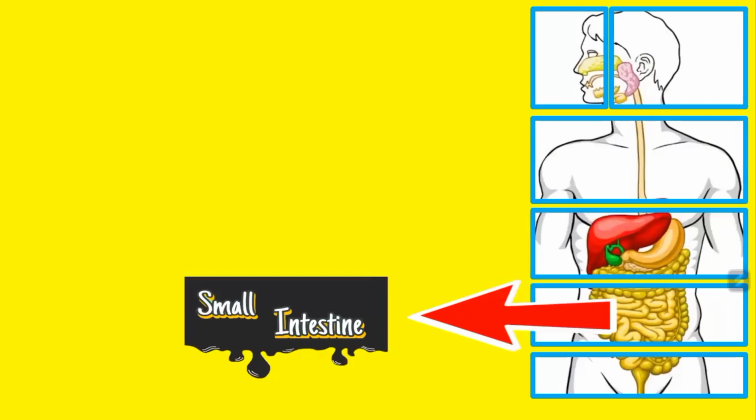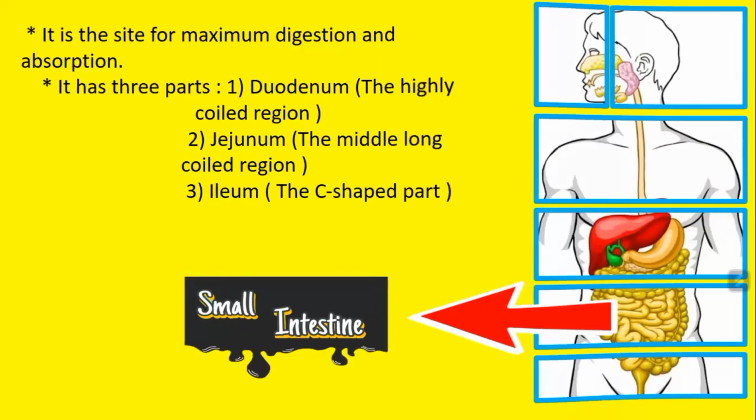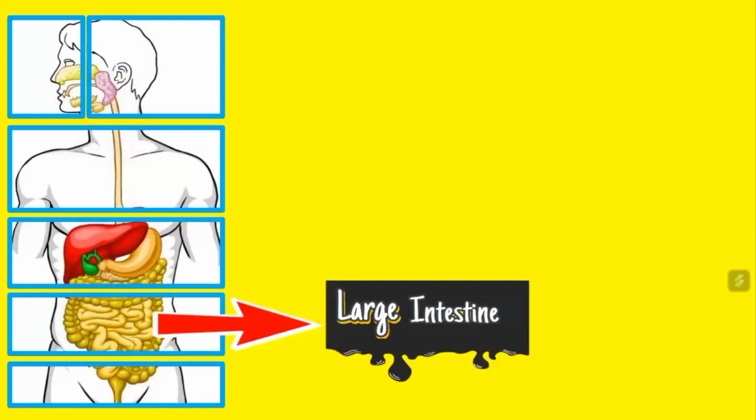Now, let's move to the small intestine. Small intestine is the site for maximum digestion of food and maximum absorption of food. It has three parts: duodenum, the highly coiled region; jejunum, the middle long coiled region; and ileum, the C-shaped part.